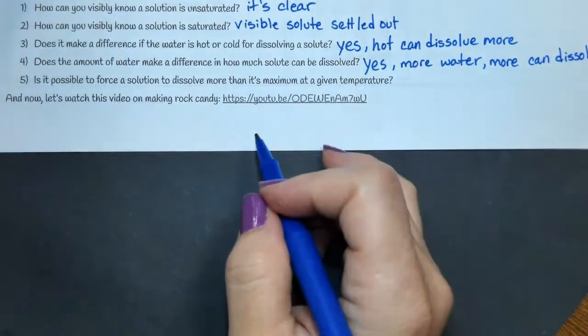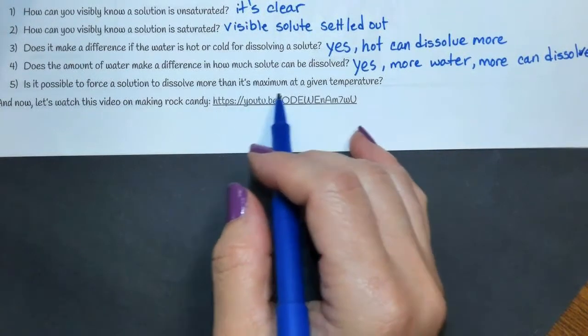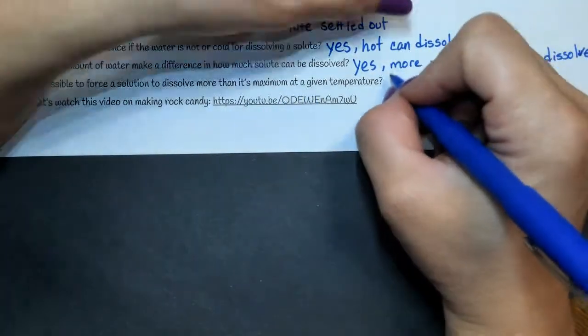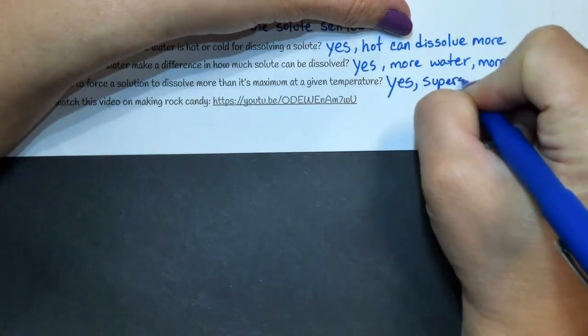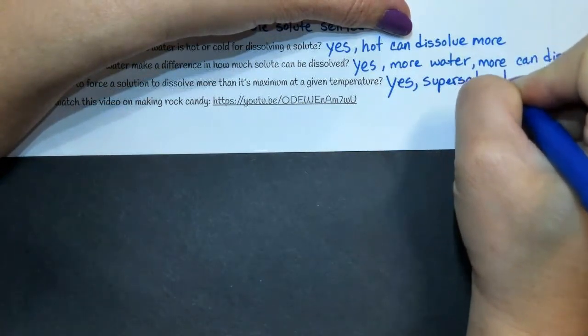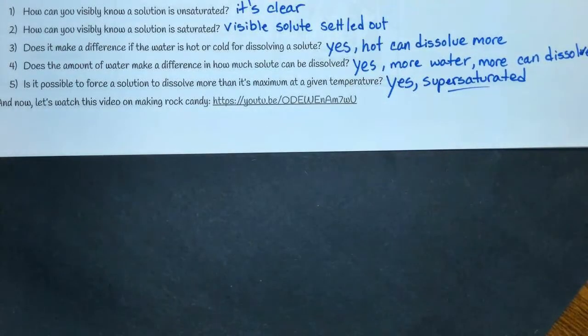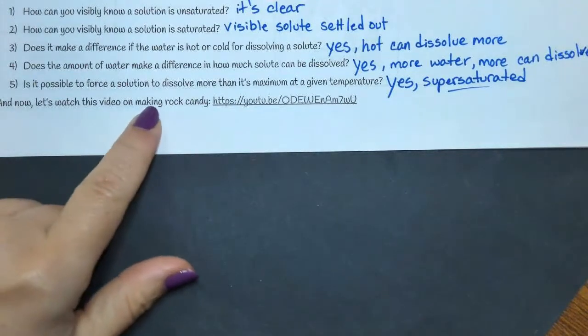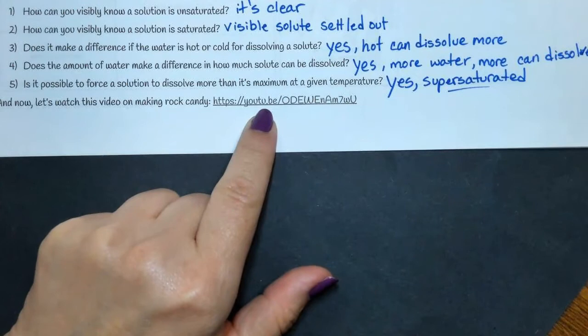Okay, and then number 5, is it possible to force the solution to dissolve more than its maximum at a given temperature? And the answer is yes, and there's a name for that. It's called supersaturated. Making a supersaturated solution is actually the process of how we make rock candy. So let's look at this little video clip about making rock candy.